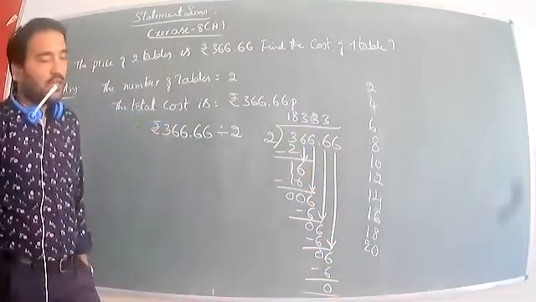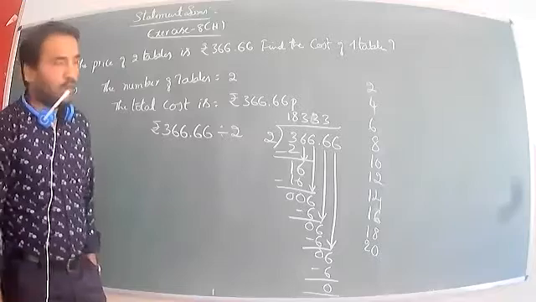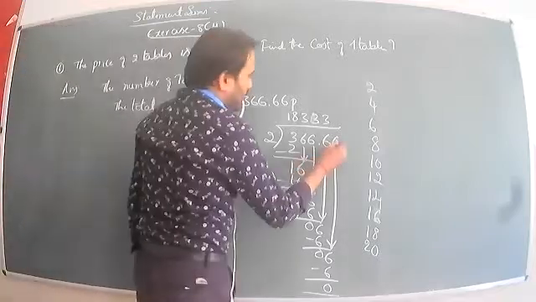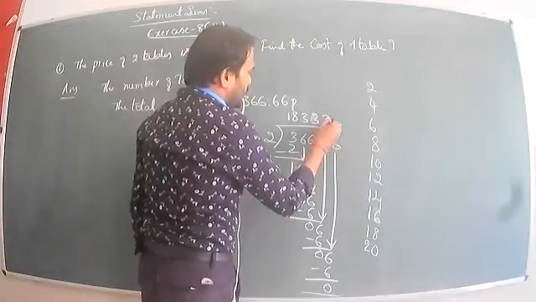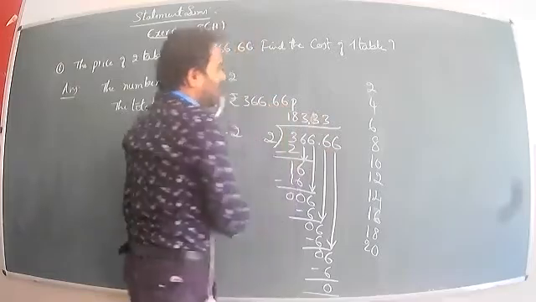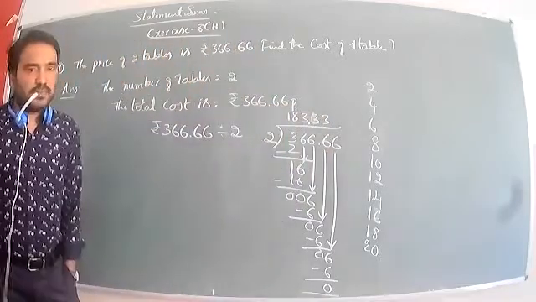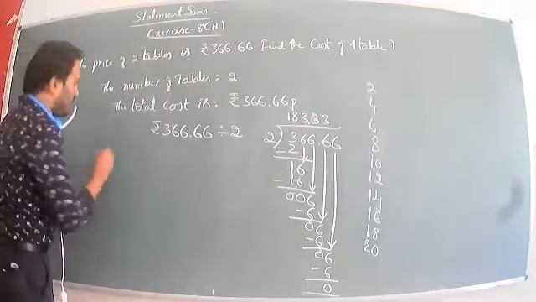So what is the remainder? Remainder is 0. Now put the point. How many numbers are left after the point? 1 2. So the quotient also gets 1 2. 183 rupees 33 paisa is the cost of one table.